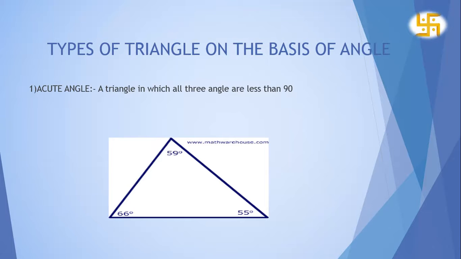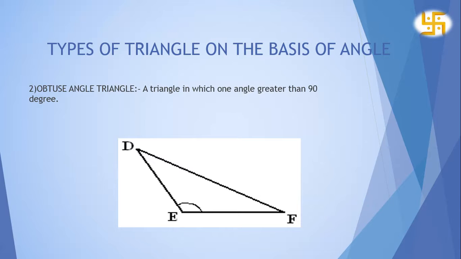Now we can also divide the triangle on the basis of angle. The first type is the acute angle triangle, in which all angles are less than 90 degrees. See here, the first angle is 59 degrees, it is less than 90 degrees. The second angle is 55 degrees, it is also less than 90 degrees. The third angle is 66 degrees, it is also less than 90 degrees. Because all the angles are less than 90 degrees, it is an acute angle triangle.